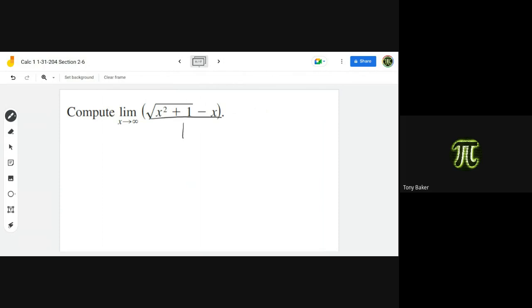So I have a fraction now. We have it over 1. What's the next thing we want to try? And sometimes you're going to try things that just won't work.